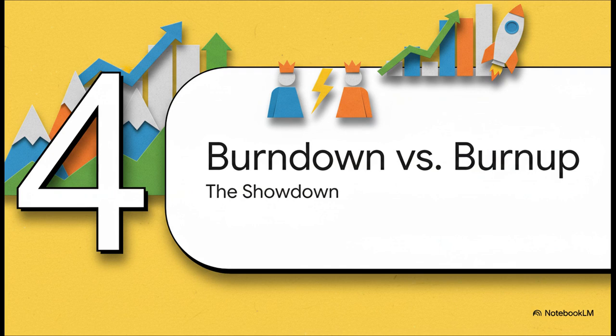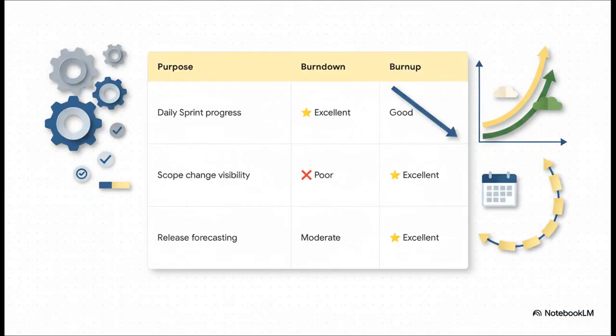All right, so we've met both contenders. Now let's put them head-to-head in a direct showdown, so you know exactly when to use each one. This table pretty much says it all. For that day-to-day, in-the-weeds tracking inside a single sprint, the burndown is fantastic. It's simple, it's focused, but the second you need to see scope changes or talk about long-term release forecasting, the burnup is just way, way better. It gives you the complete picture.